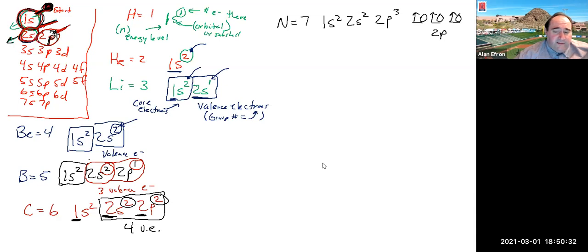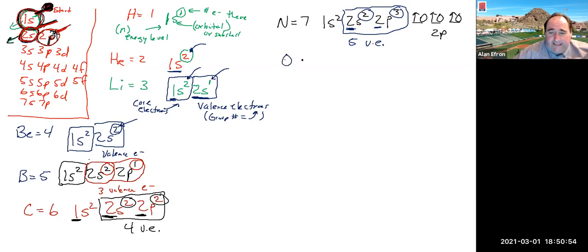In terms of its valence electrons, again, we're looking for the ones in the highest energy level. So that's going to be this guy and this guy, which is going to encompass 2 and 3, which is 5 valence electrons there for nitrogen. And again, nitrogen being group number 5.